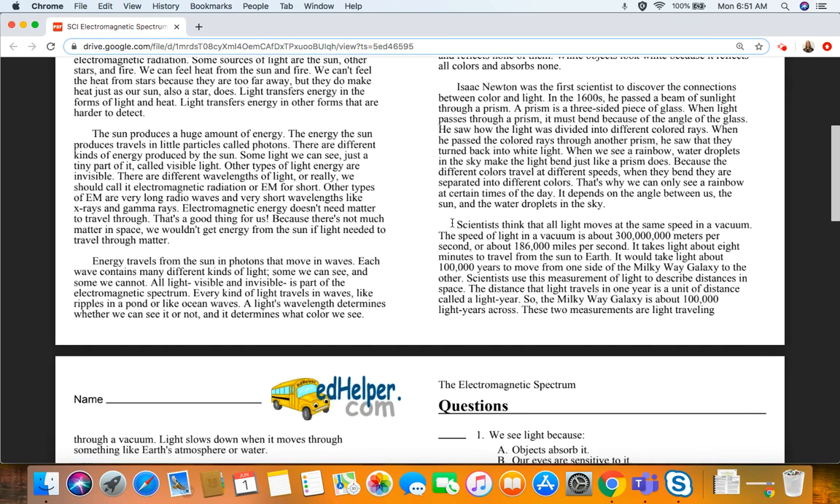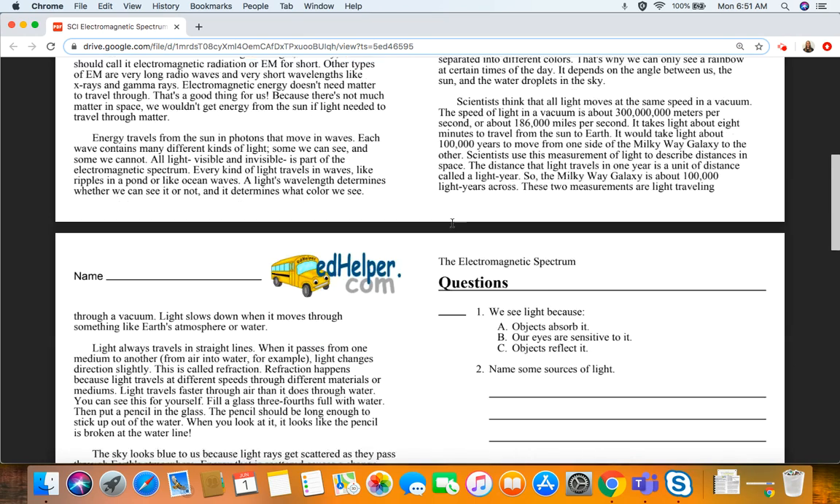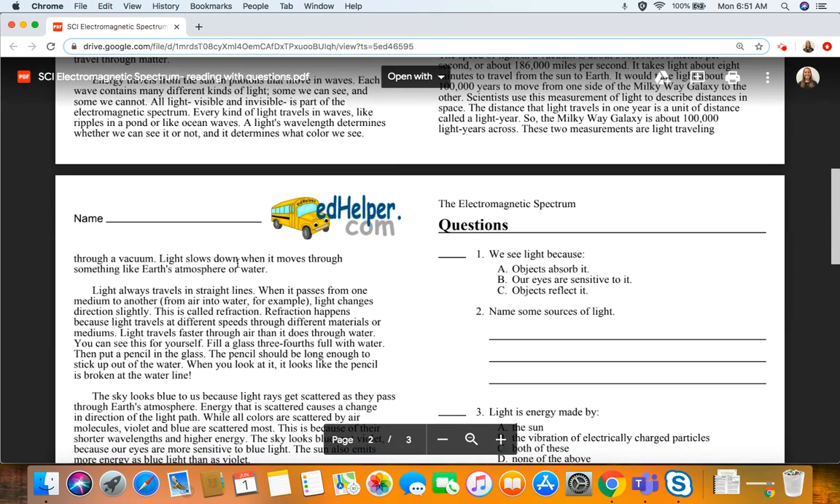Scientists use this measurement of light to describe distances in space. The distance that light travels in 1 year is a unit of distance called a light year. So the Milky Way galaxy is about 100,000 light years across. These two measurements are light traveling through a vacuum. Light slows down when it moves through something like the Earth's atmosphere or water.